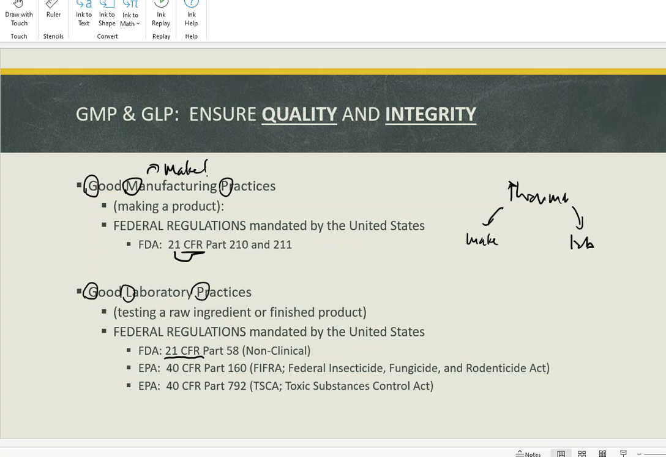And this is a part that we've already talked about, and this is Part 58. So this is never going to go away. This is something that we're going to have to follow. We're going to have to pay attention to as long as we are working in a non-clinical laboratory.